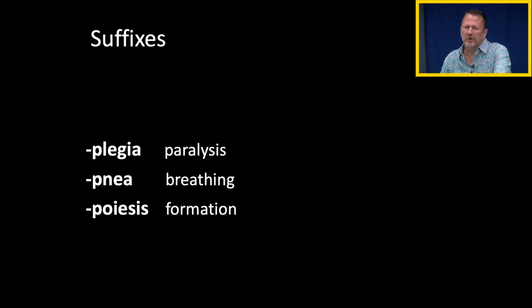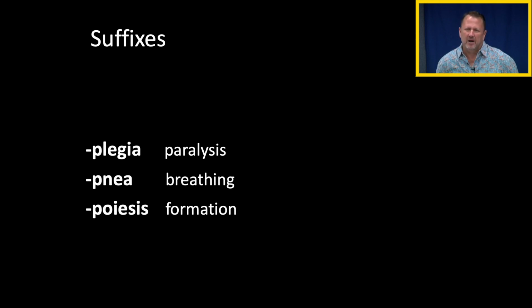Plegia has to do with paralysis. So if somebody's hemiplegic, that means they're paralyzed on one side of their body. That's different than hemiparesis, where they're weak on one side of the body. So make sure that you know the difference between plegia and paresis.